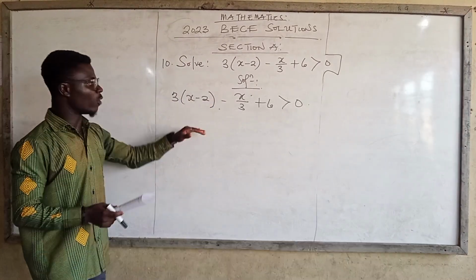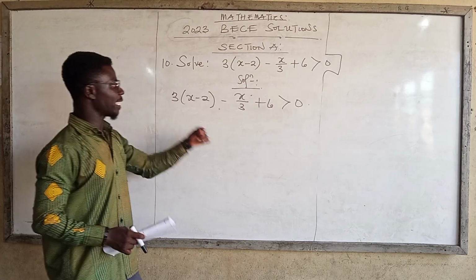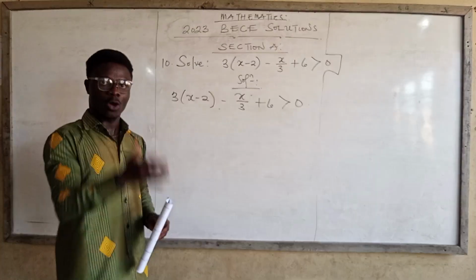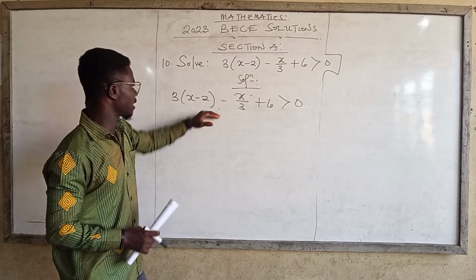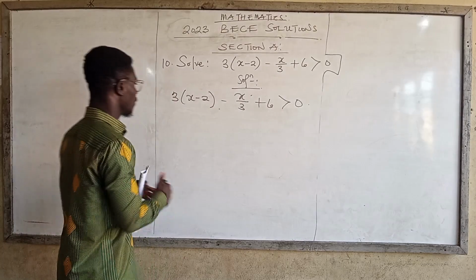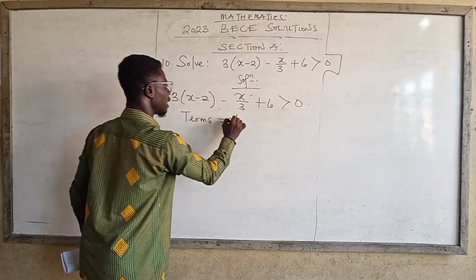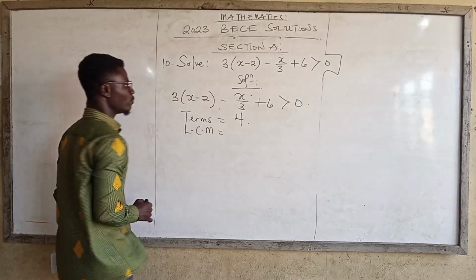So let's see the number of terms present here. The first term, second term, third term, and the fourth term. The operation signs will tell you the number of terms. So how many terms do we have? Four terms. Now what will be the LCM, the least common multiple?